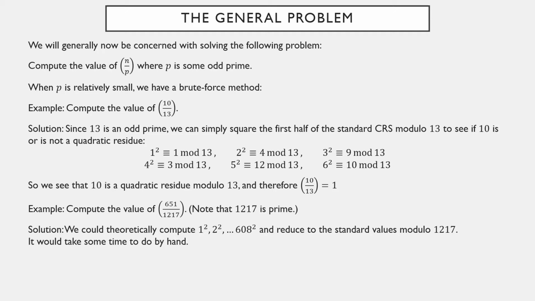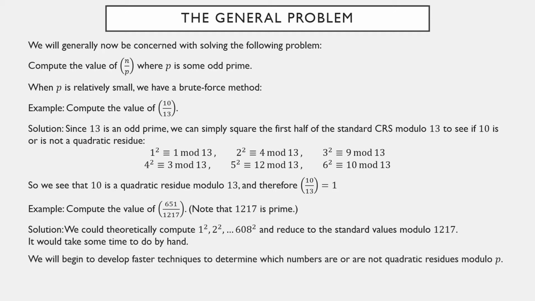In which case you'd have to go very deep into the list before you found an answer, or maybe you'd have to go all the way through this list before determining, well, it never showed up, therefore it's not a quadratic residue. So once the base gets relatively large, this brute force method becomes a bit too slow. So we're going to start developing faster techniques to determine which numbers are or are not quadratic residues mod p.